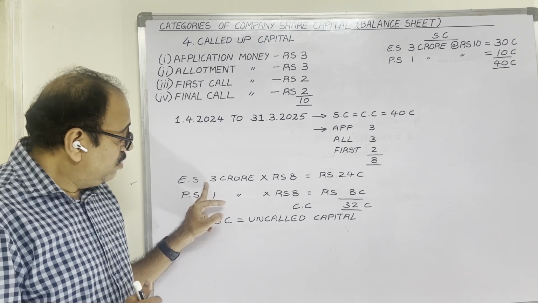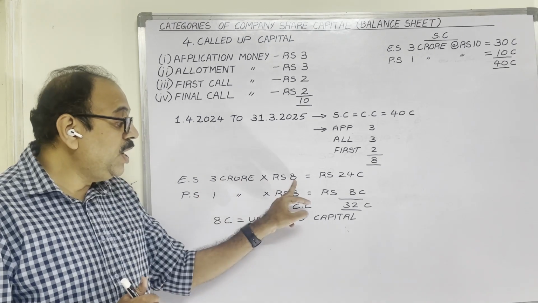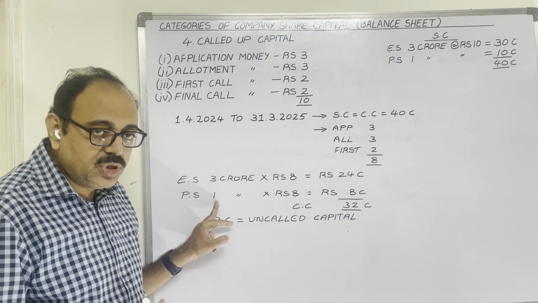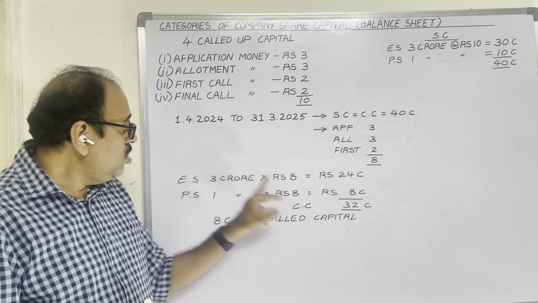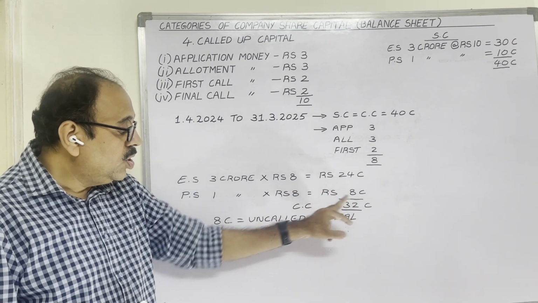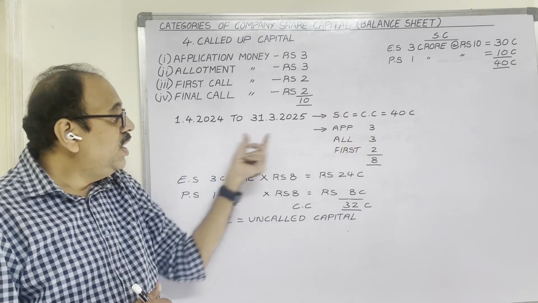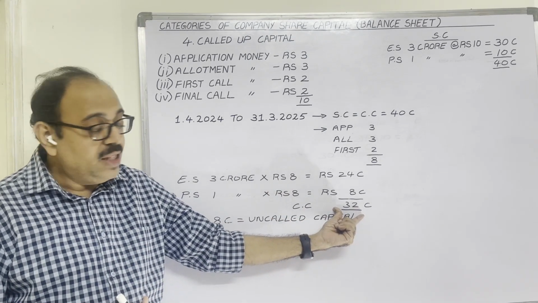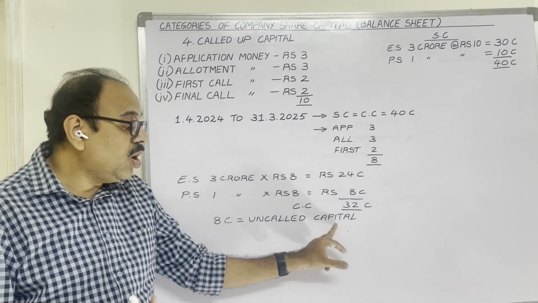Equity shares. The public subscribed for 3 crore shares, no? In the current year, on equity shares, the company called 8 rupees. Preference shares. The public subscribed for 1 crore shares. On 1 crore shares, the company called 8 rupees in the current year. So, equity share capital 24 crore, preference share capital 8 crore, total called up capital is 32 crore. Out of 40 crore subscribed capital, in the current year, the company called up to 32 crore rupees only. Then the remaining amount, 40 crore minus 32 crore, 8 crore, is known as uncalled capital.